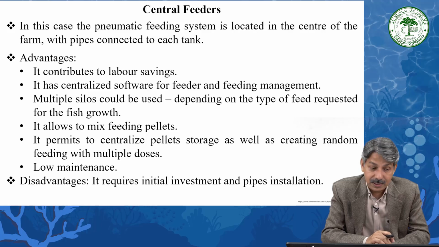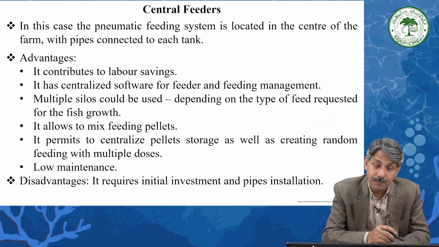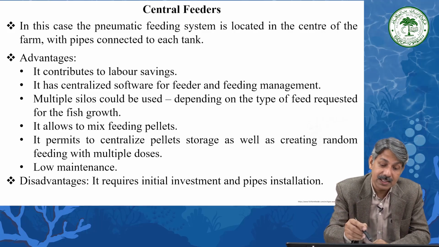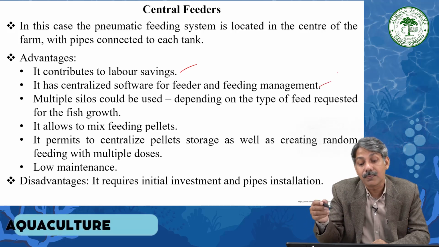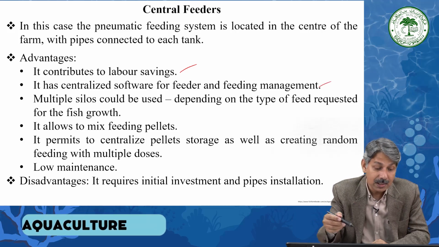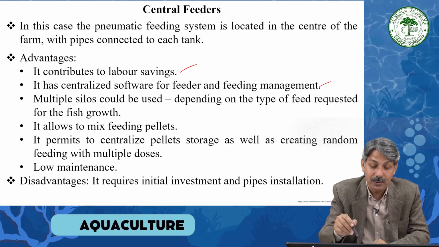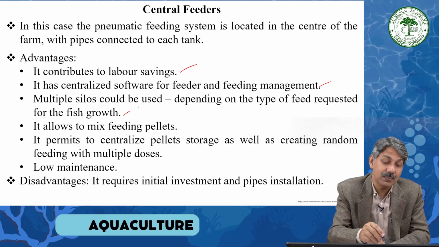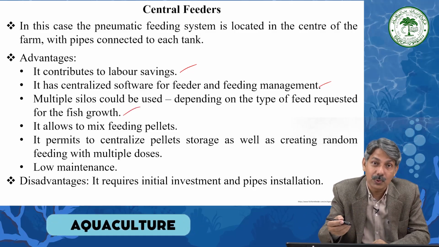Then we have central feeders. In this case, the pneumatic feeding system is located in the center of the farm with pipes connected to each tank. Advantages: it contributes to labor savings. It has centralized software for feeder and feeding management. Multiple silos can be used. This is one of the very good advantages, depending on the type of feed requested for the fish growth. So, it depends on which kind of feed you want to offer.